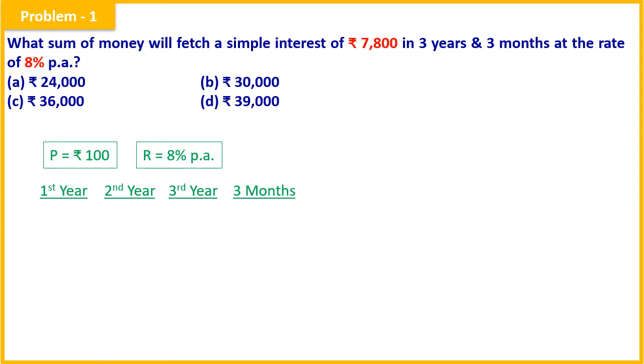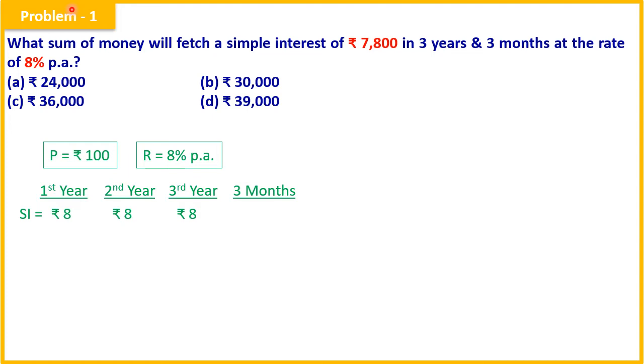So how much interest will he receive in the very first year? The simple interest he will receive in the very first year on 100 rupees is 8% of 100, which is 8 rupees. Similarly, in the second year, he will get an interest of 8 rupees. In a similar way, in the third year also, he will get an interest of 8 rupees.